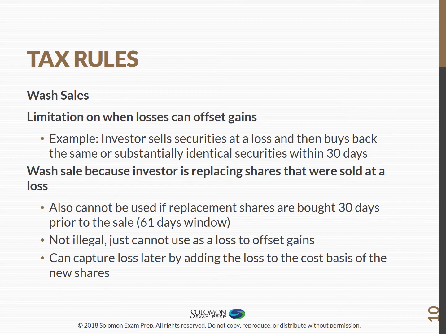There are limitations on when losses can offset gains, and the most important limit is called a wash sale. A wash sale is when an investor sells securities at a loss and then buys back the same or substantially identical securities within a 30-day period. This is a wash sale because an investor is replacing shares that were sold at a loss. An investor also can't use a loss where the replacement shares were purchased 30 days prior to the sale.